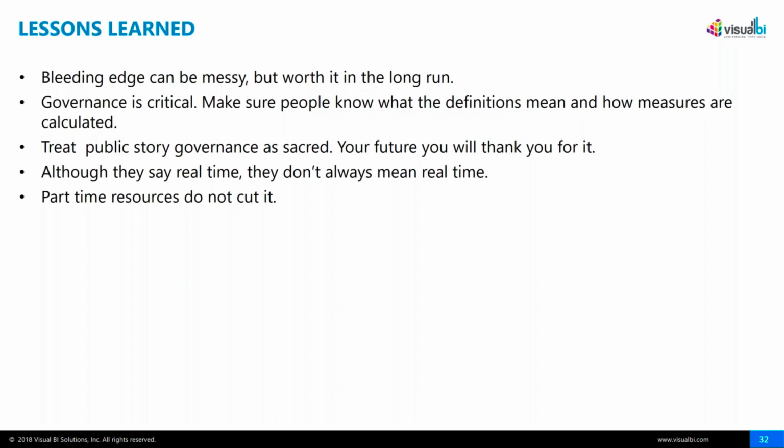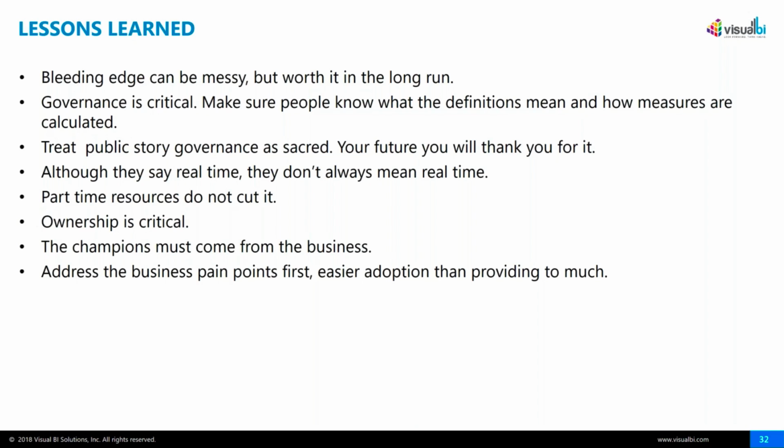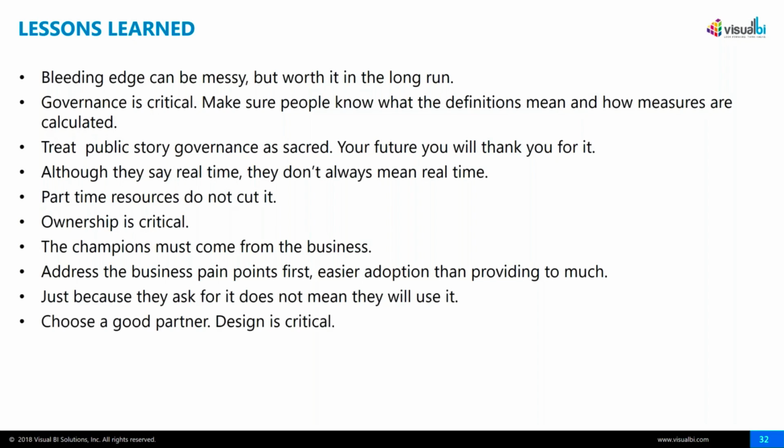And part-time resources do not cut it. And here I talk specifically from the business, because from our partners, these were full-time folks, right? But they have to give the time to make sure it's done. Ownership is critical. Champions must come from the business. Address the business pain points, right? And get an early adopter, get early evangelists, because they're the ones that kind of drive the rest of the organization to start using it.